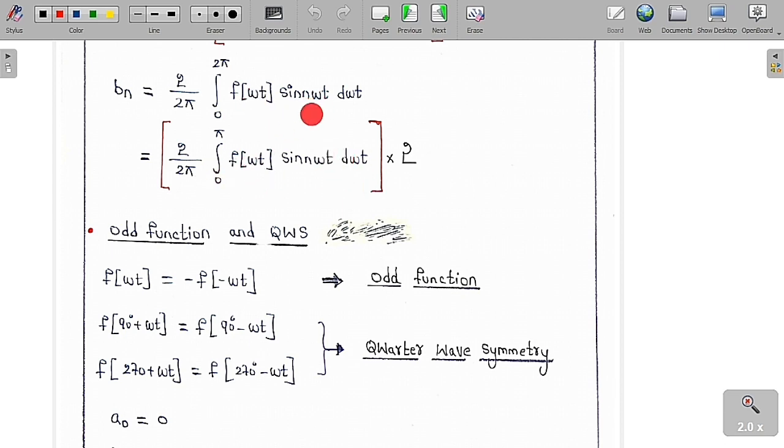Because it is symmetric, because it's an even function, we are going to split it into two parts, 0 to pi and pi to 2 pi. So pi to 2 pi is again equal to 0 to pi. So there is no need to do both; multiply by 2 and we get this one.